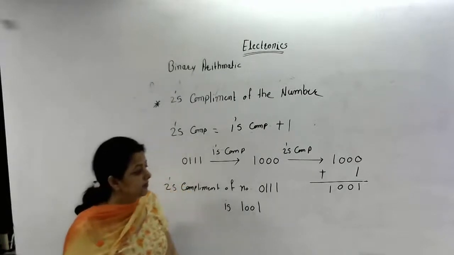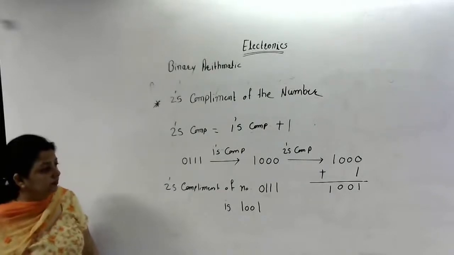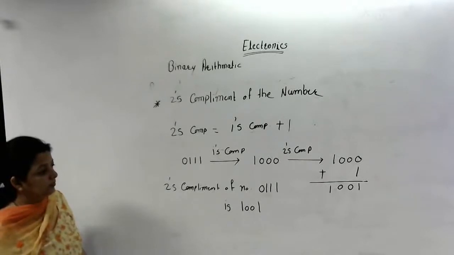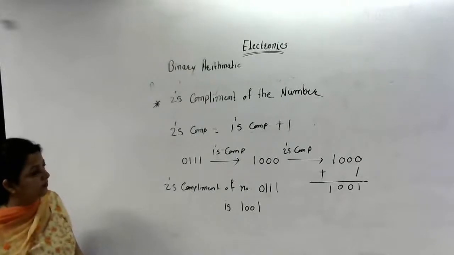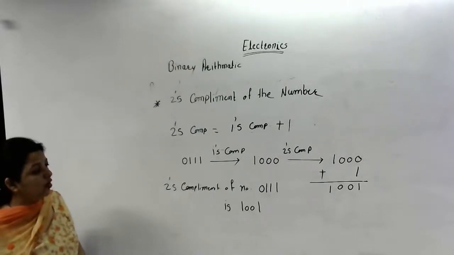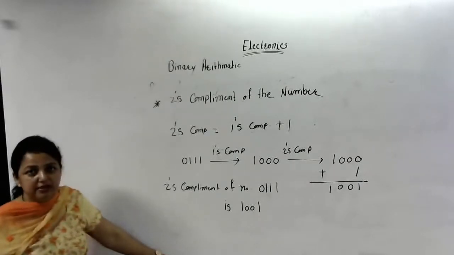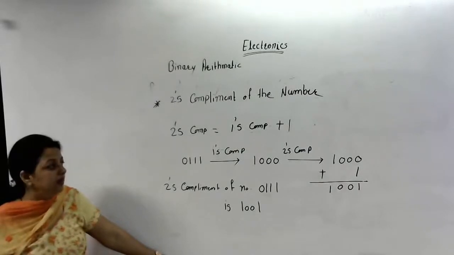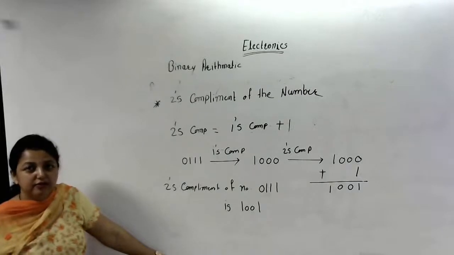Any question? Okay. Write down all these steps. In this way, we are able to find the 2's complement of any given number. Now here we consider only 4-bit numbers. There may be 6-bit, 7-bit, 8-bit numbers or more. All those numbers are replaced by their 2's complement by finding the 1's complement plus 1. Okay?